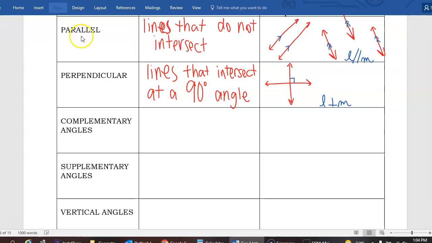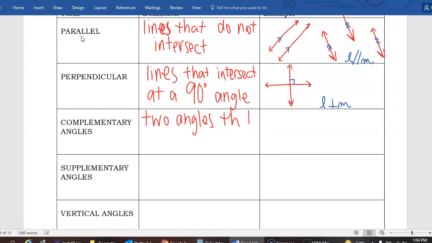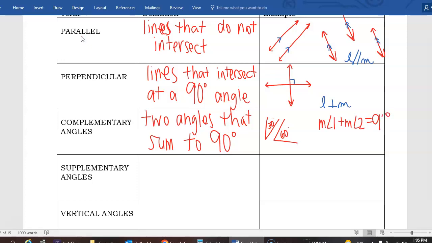Okay, complementary angles: 2 angles that sum to 90 degrees. So if I had maybe a 30-degree angle and a 60-degree angle, we know that they add up to 90. Any 2 angles, measure of angle 1 plus the measure of angle 2 equals 90 degrees.